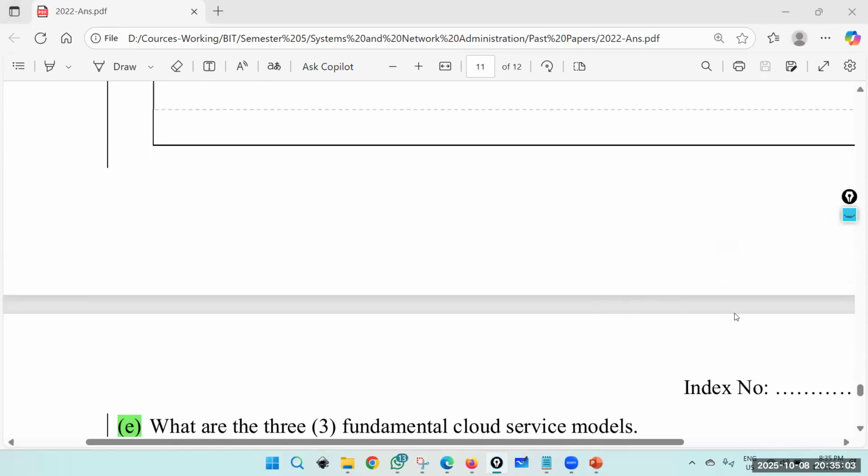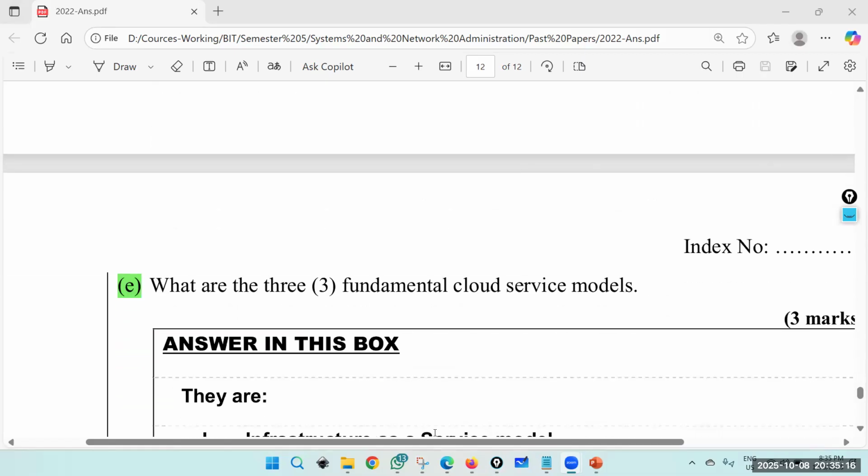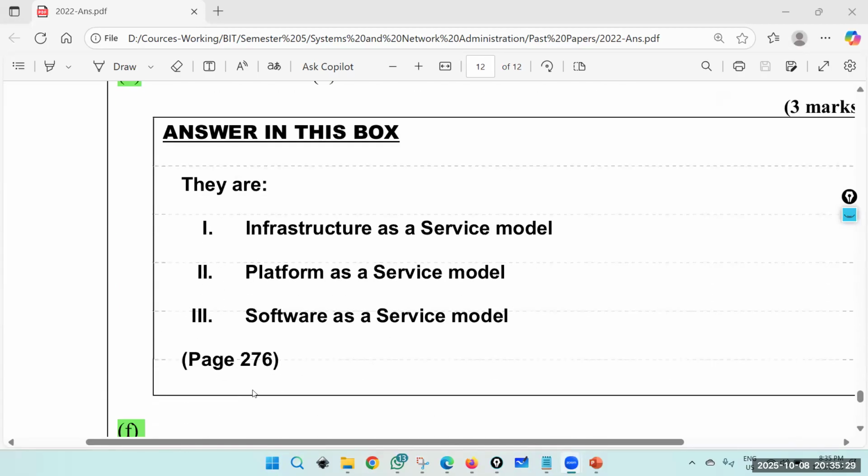Right. E part. What are the three fundamental cloud service models? Okay, that is a repeated question. Software as a service, platform as a service, infrastructure as a service. There you just need to mention them, because it doesn't ask you to explain or discuss. Just mention what they are, and you don't need to explain.